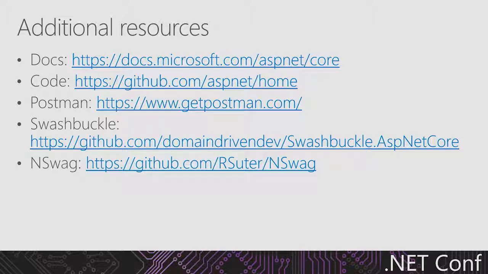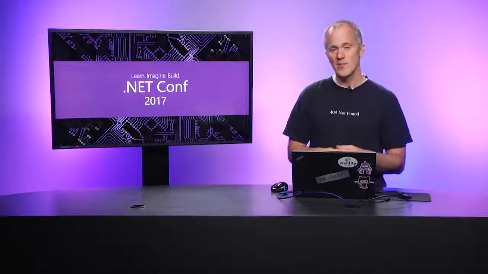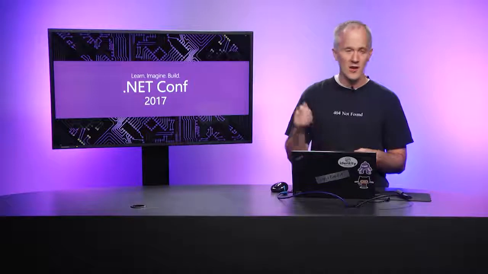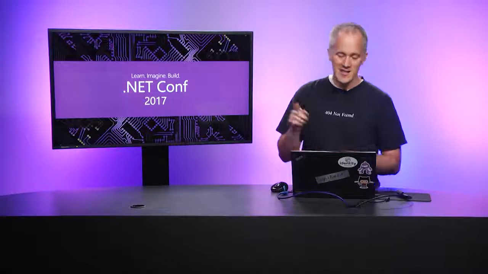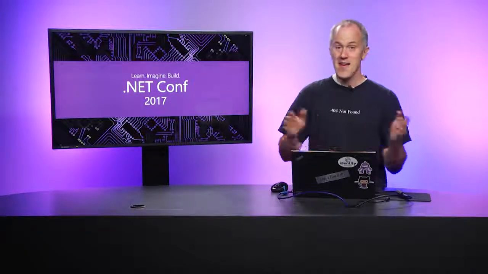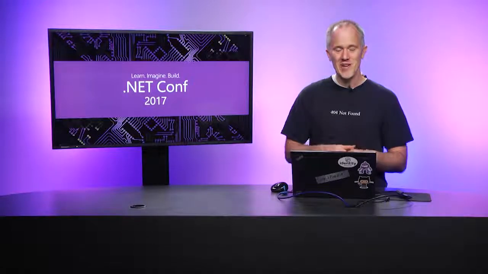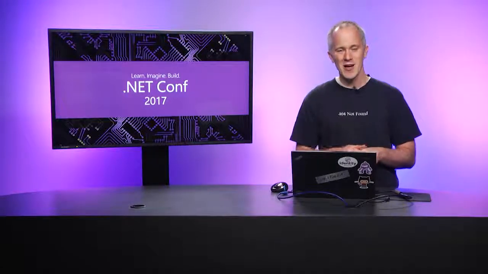I used Postman today. If you want to learn about generating OpenAPI specs for your APIs, check out Swashbuckle. It's a cool tool. You can also do code generation to generate clients from your OpenAPI specs using a cool community project called NSwag. Definitely check that out. And if you haven't already started, definitely go and download .NET Core 2.0 and play around with it. It's a lot of fun.